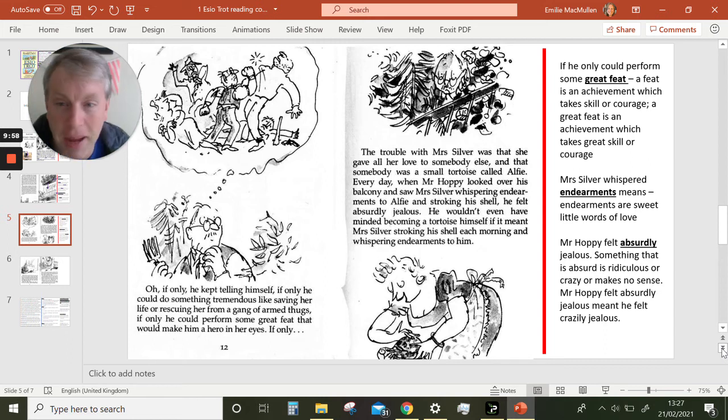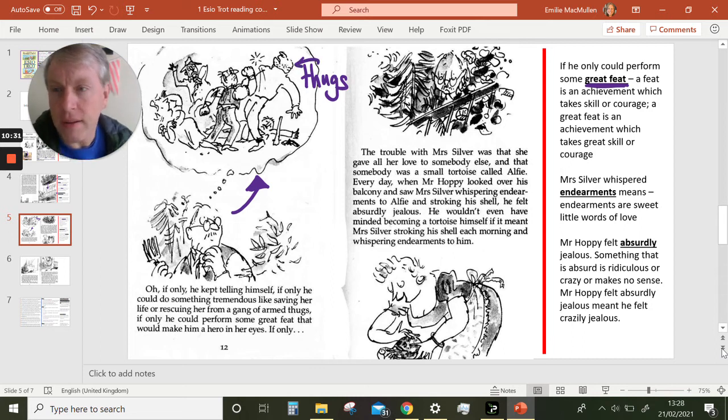So we can see in this picture here, can't we? Here's Mr. Hoppy daydreaming. He's too shy to speak to Mrs. Silver, and he hopes that he could perform here some great feat. A feat is an achievement which takes skill or courage. So he daydreams that maybe some big thugs would attack Mrs. Silver and he would leap in and save her. She would think him a hero.